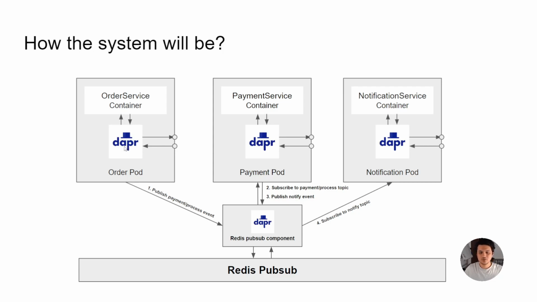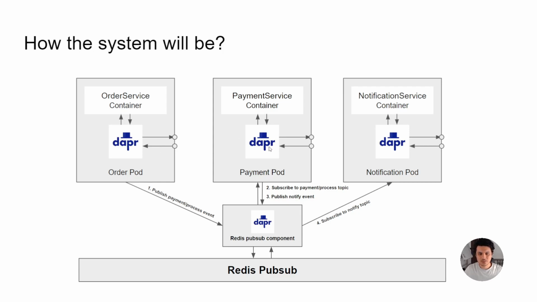Using the terminology of Dapr, we are going to say sidecar. So the Dapr container is a sidecar to the order service, as well as the payment service has a Dapr sidecar which communicates with the payment service, and the notification service which communicates with its sidecar, and the sidecars will communicate with each other. And then we have the Redis pubsub, which will use a Redis pubsub component, and we are going to communicate through our pubsub.